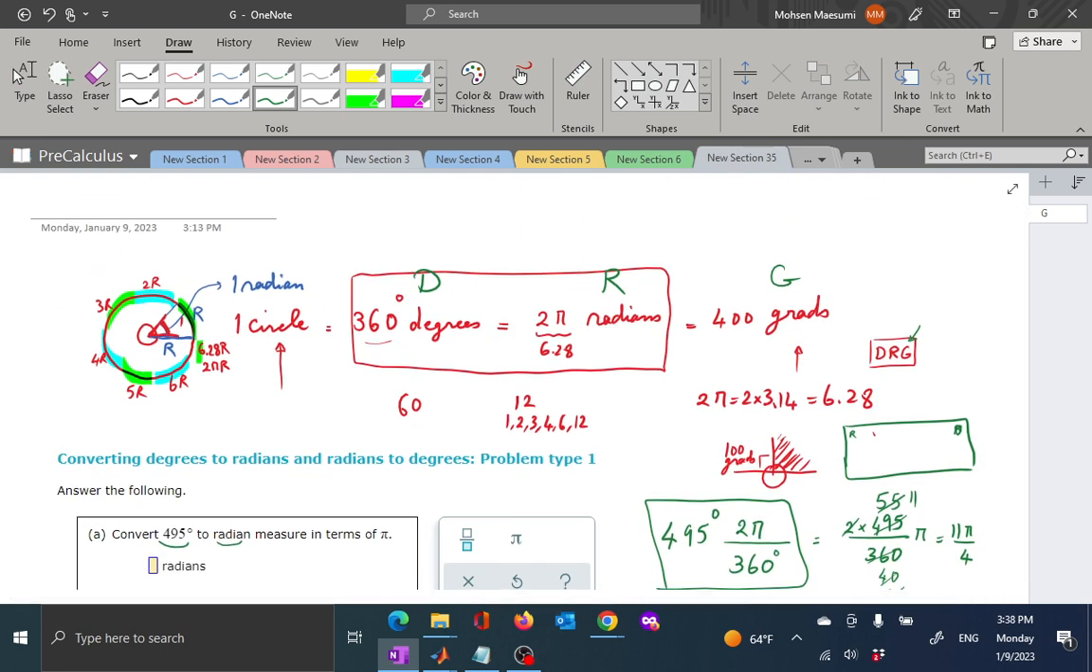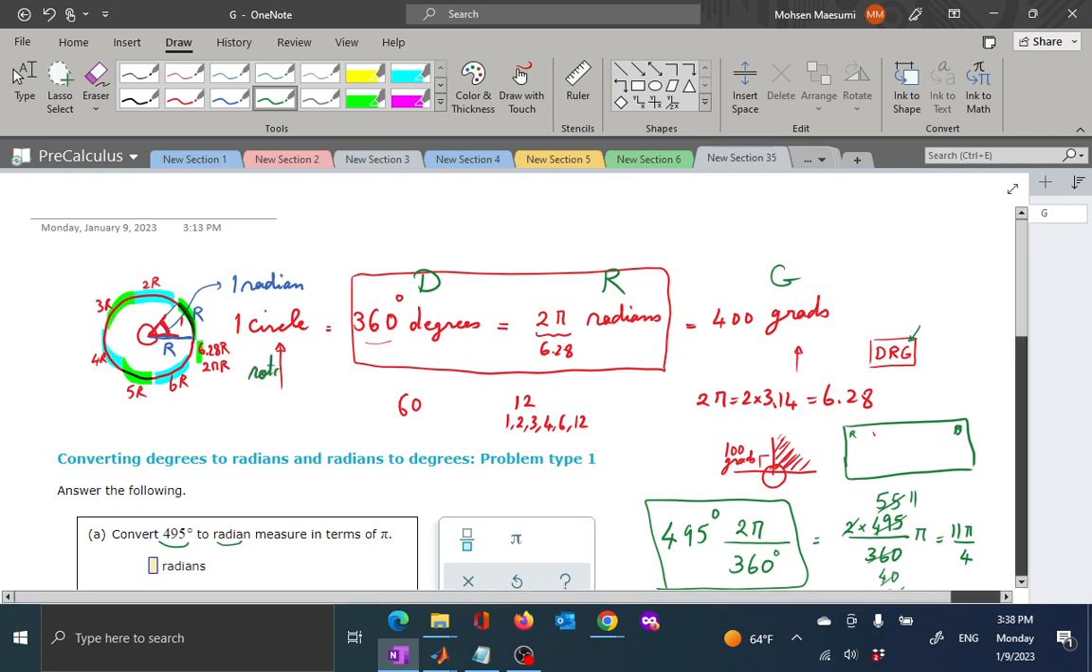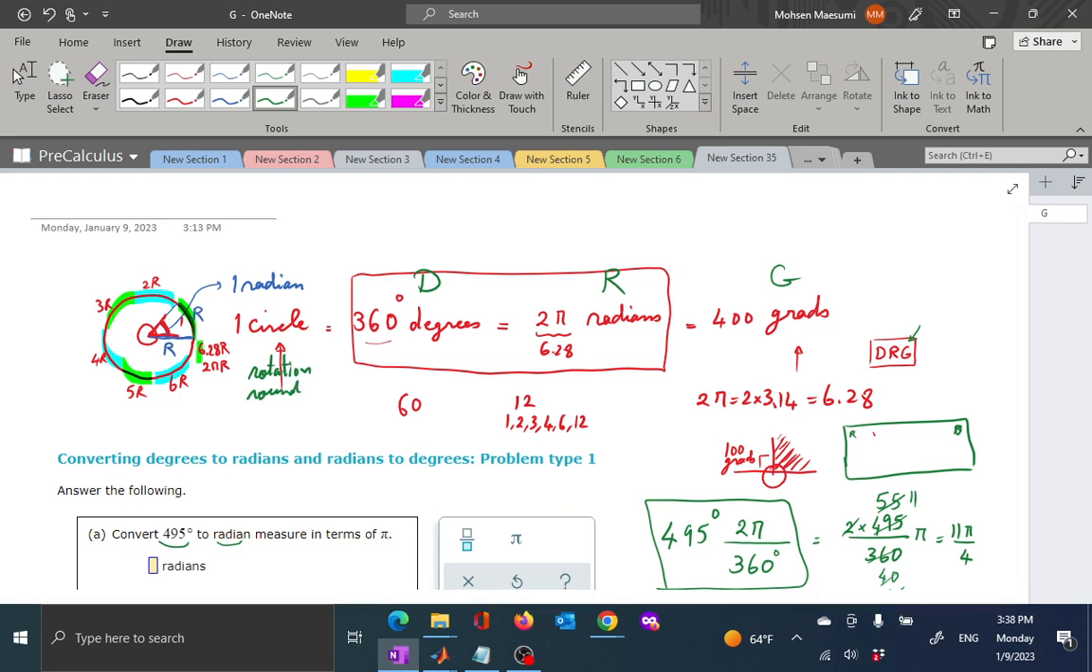So to summarize, we have at least 4 ways of measuring an angle in terms of how many circles it is. So circle, rotation, round, what other words can you come up with? I'm sure you can come up with a variety of words like that. All of them get to be used. One circle is 360 degrees, that's the same as 2 pi radians and the same as 400 grads. You use that for conversion.